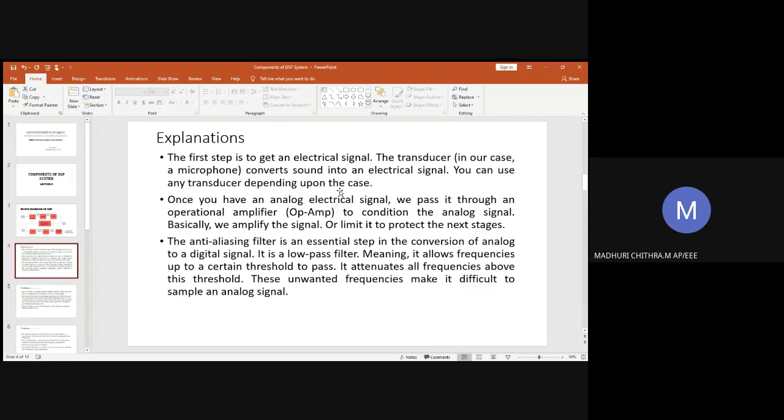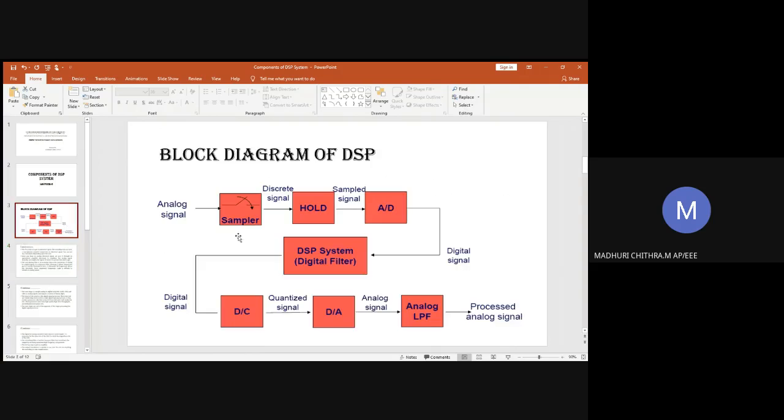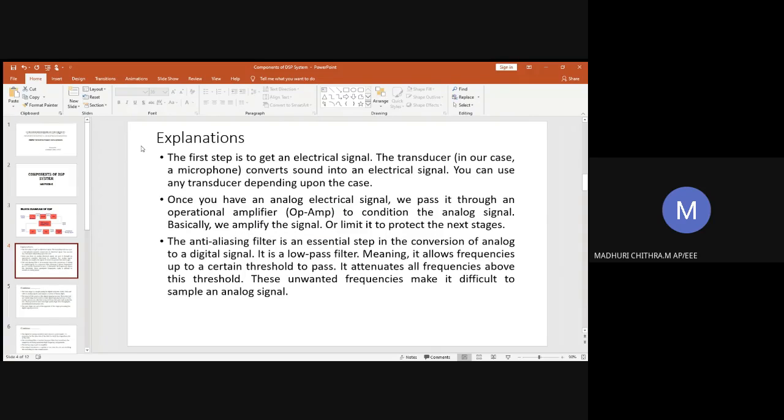So, explanation. The first step is to get an electrical signal. So this is one, and for example, from analog to digital, and it is again converted to analog signals, right? So let us understand through one proper example, so you will get better knowledge. So the first step is to get an electrical signal.